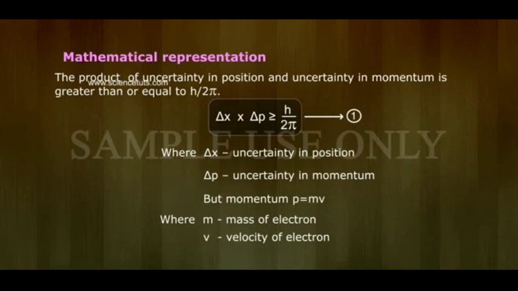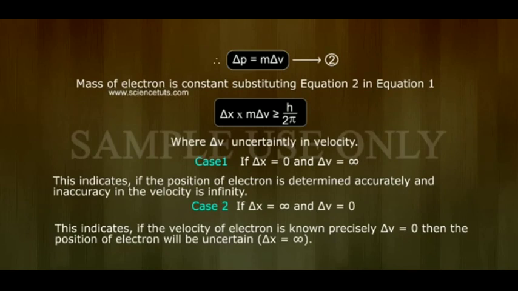Equation 1, where delta x is the uncertainty in position and delta p is the uncertainty in momentum. But momentum p is equal to mv, where m is the mass of the electron and v is the velocity of the electron. Therefore, delta p is equal to m into delta v. Equation 2. The mass of the electron is constant. Substitute equation 2 in equation 1. Delta x into m into delta v is greater than or equal to h by 2 pi, where delta v is the uncertainty in velocity.